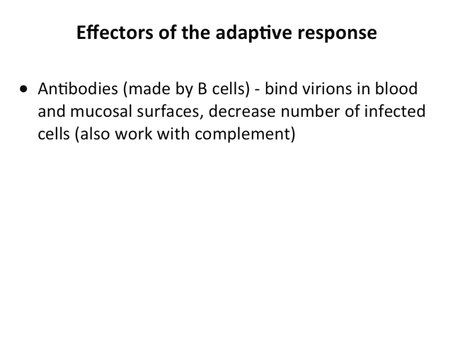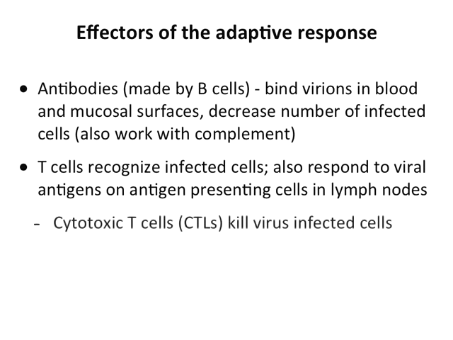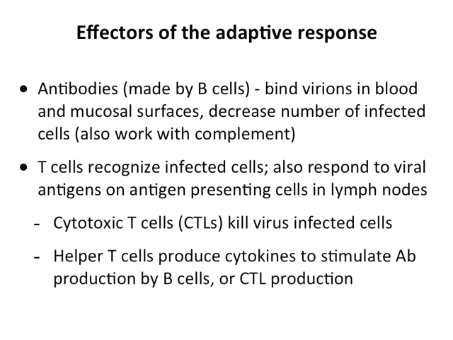The effectors are antibodies, as we've said, that bind viruses and decrease the number of infected cells. And if you remember, they can also work with complements. So if you have an antibody against a viral protein that's on the cell surface, complement will recognize that and lyse the infected cell. The T cells will recognize infected cells. And of course, they respond to viral antigens on the dendritic cells in the lymph nodes. That's how they get activated in the first place. They kill virus-infected cells. And as I said, the helper T cells make cytokines to either aid in antibody production or the maturation of CTLs.